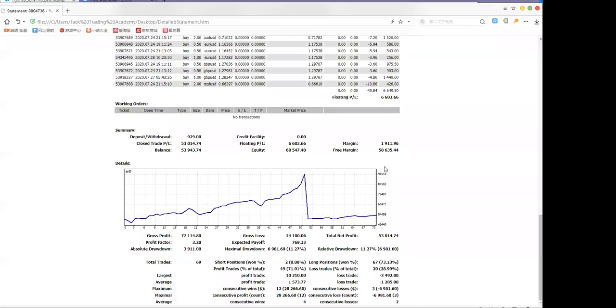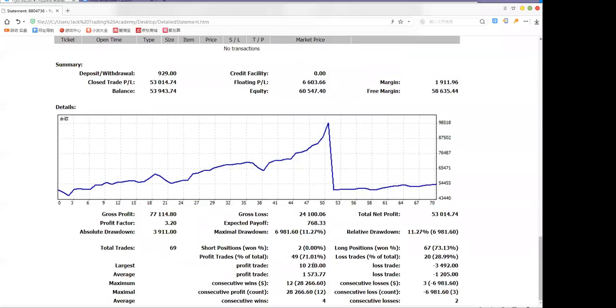You can see the total winning trades: out of 69 trades, the winning trades are 49, which tells me my overall winning ratio is 71%. How do you feel about that? Do you think the winning ratio is acceptable?